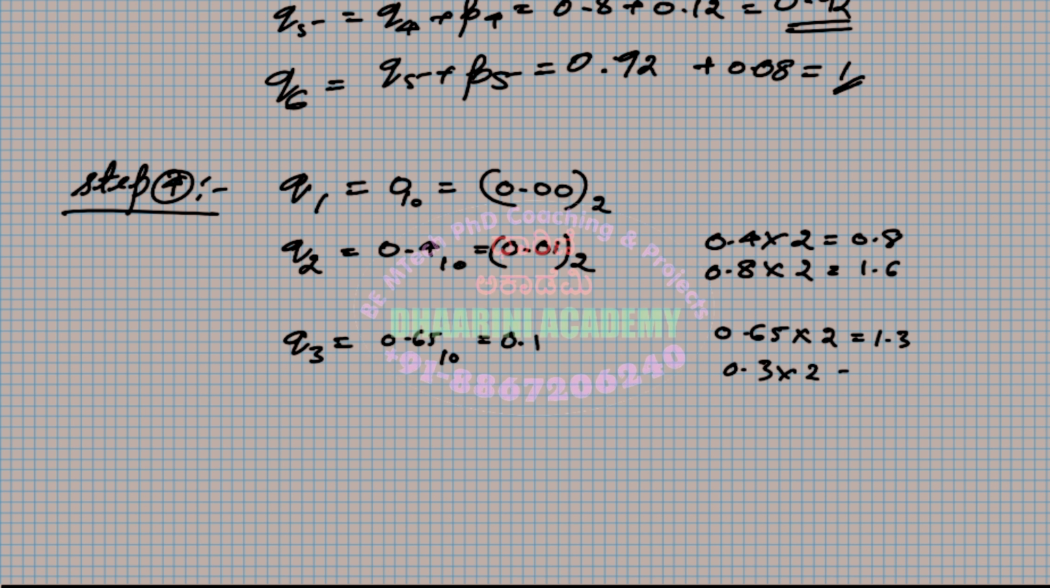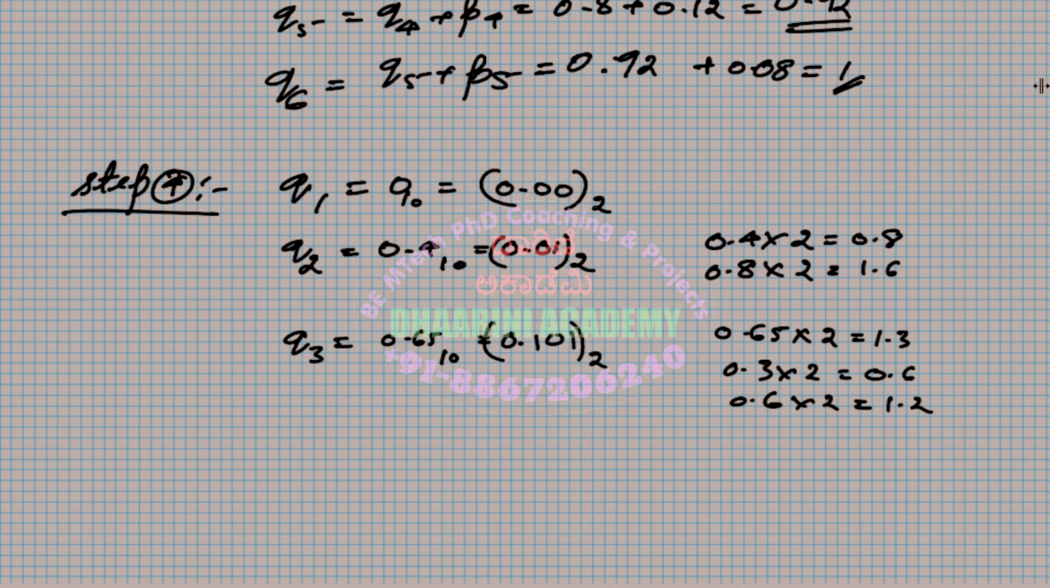0.3 into 2 is 0.6, so the next digit will be 0, right? Then 0.6 into 2 gives you 1.2. Next one is 1. Okay, so I need three places, three I got, so I'll stop. That is Q3. Right. Next, what is the Q4 value?